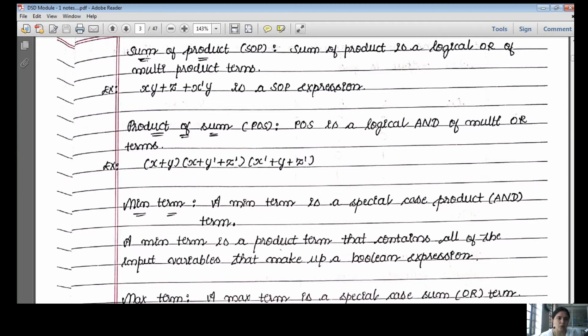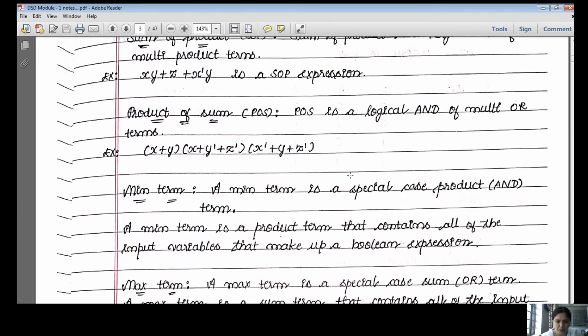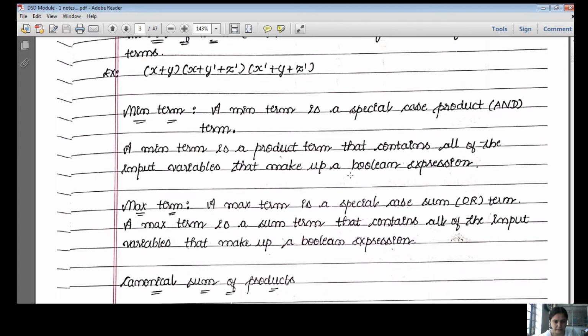So remember, in sum of product, the multiplied terms are called min terms. In product of sum, these terms are called max terms. So min term is clear, max term is clear.